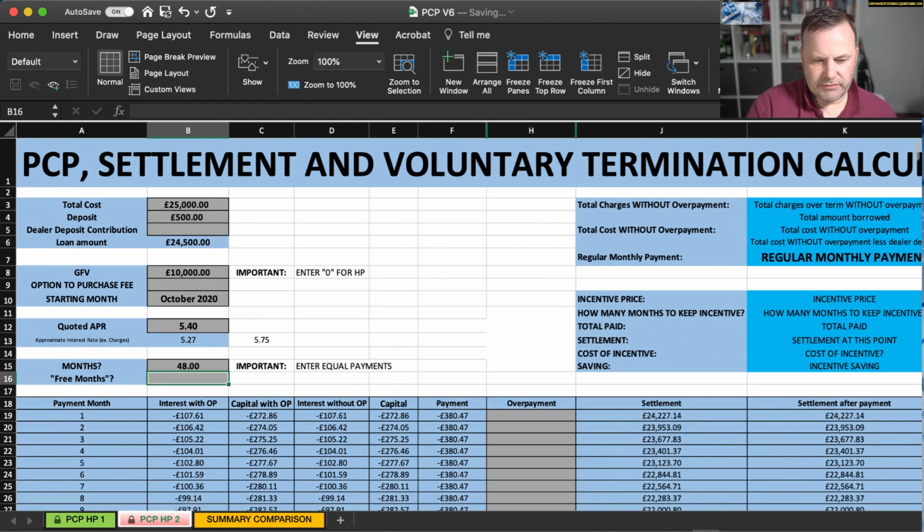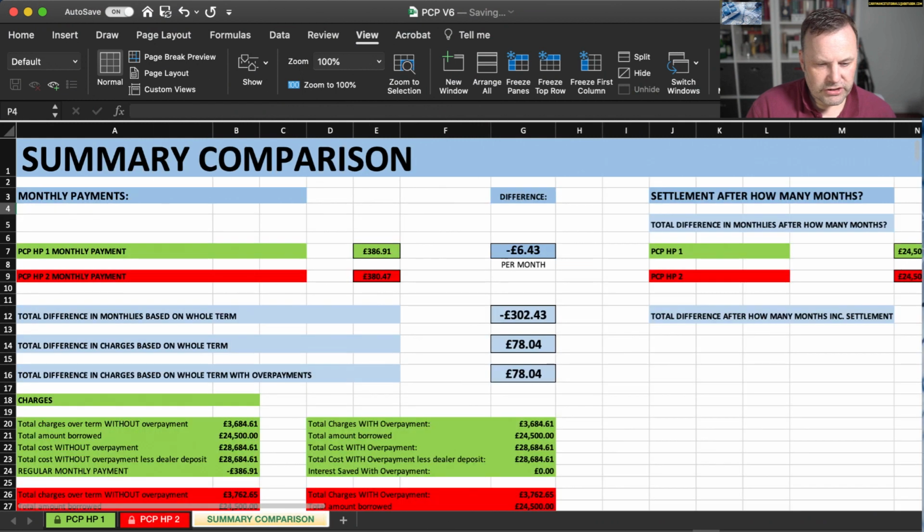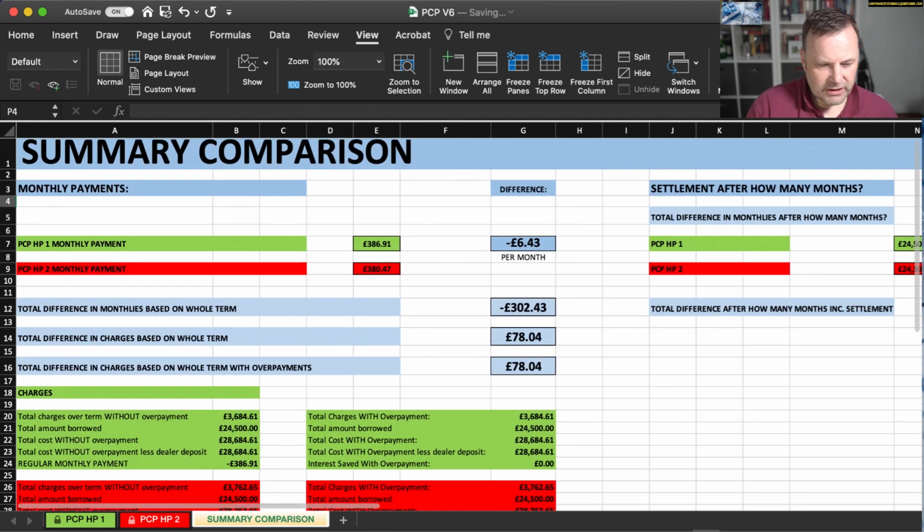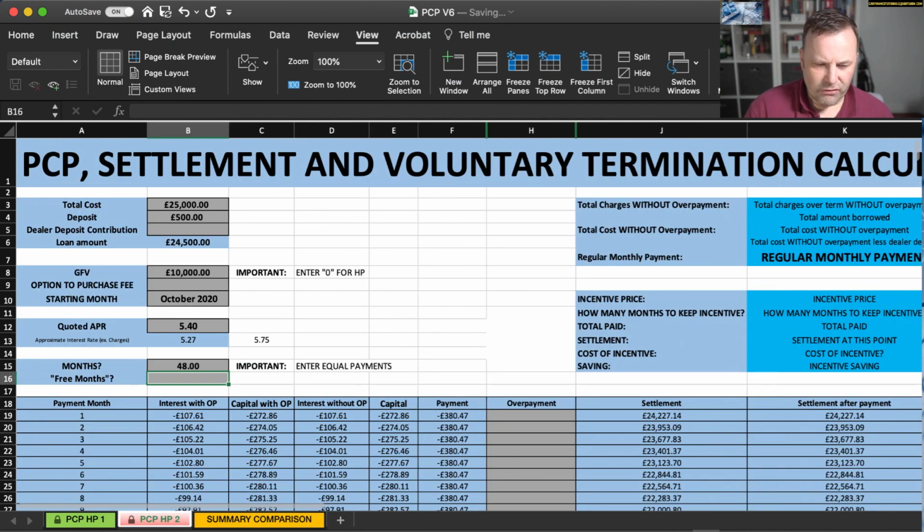Now rather than having to keep going back and forth between the tabs and manually calculating what the differences are, if we now go to the summary tab, we can see that everything green relates to the first quote and everything red relates to the second. So we can see that the red quote, the second quote, is £6.43 a month cheaper. Well, of course it is, because it's a longer term.